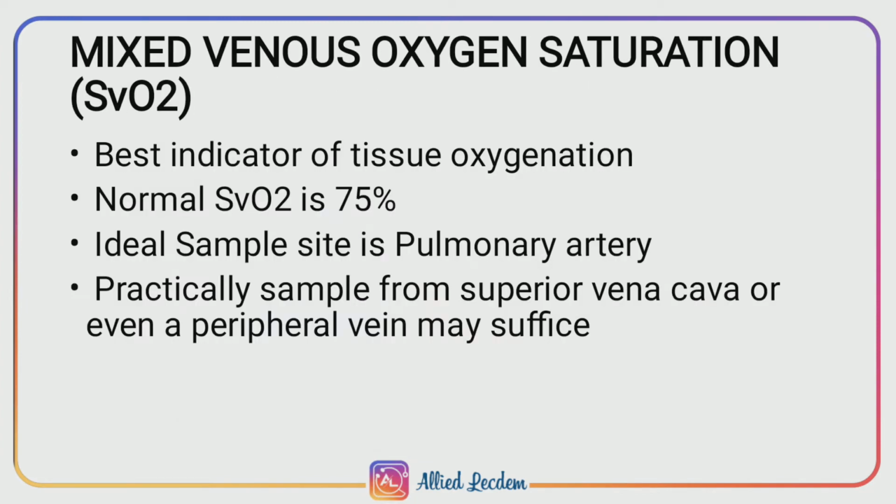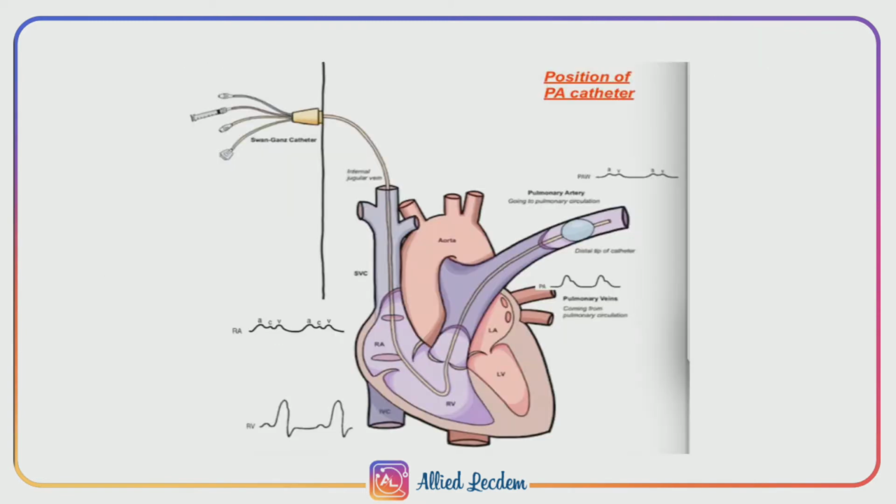Mixed venous oxygen saturation. So it is the best indicator of tissue oxygenation. Normal SvO2 is 75%, although the ideal sample site is pulmonary artery, but practically sample from superior vena cava or even a peripheral vein may suffice. Here, a PA catheter can be inserted from the internal jugular vein into the superior vena cava, and from superior vena cava it enters into the right atrium, right ventricle and through the pulmonary artery. From the pulmonary artery you can measure the wedge pressure or you can also take sampling of blood.